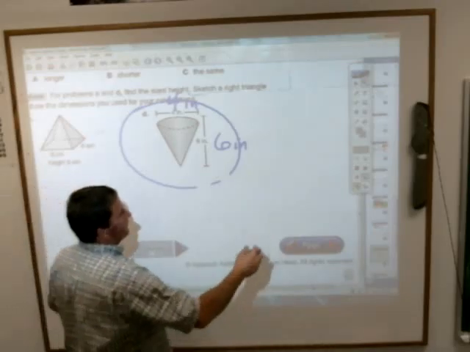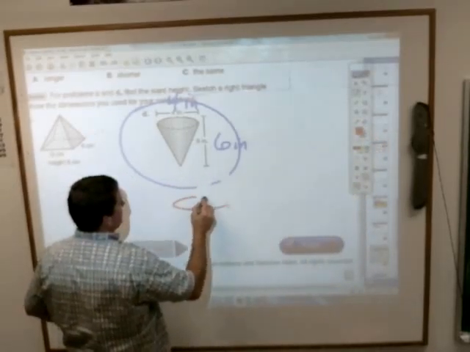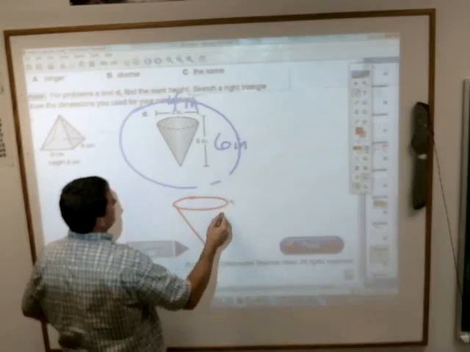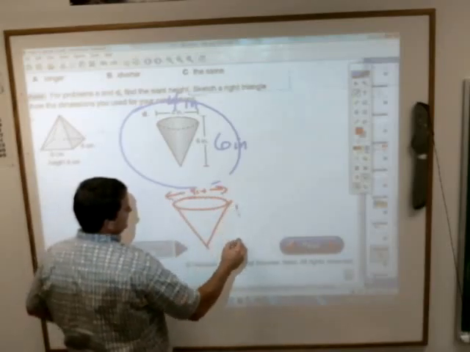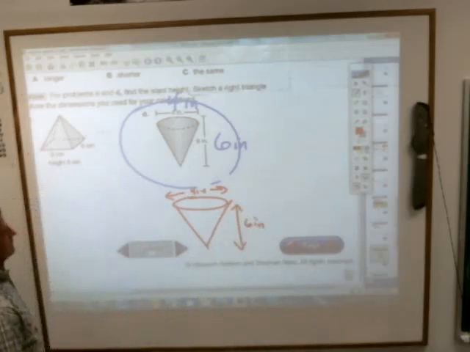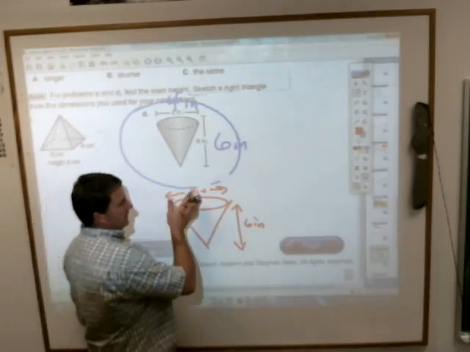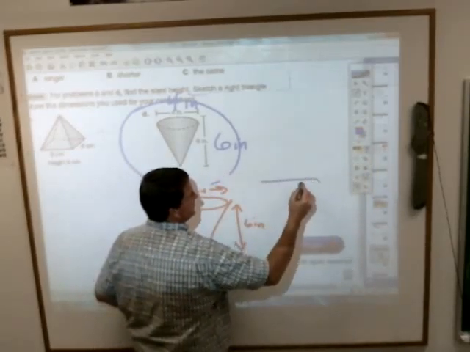So just for clarification, on your paper you would sketch this out just like it is there. 4 inches, 6 inches. And then they said sketch a right triangle. So again, we call that the cross section. If you cut that right down the middle, you'd end up with a shape that looks like this.